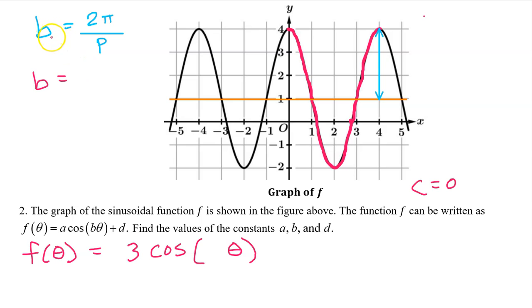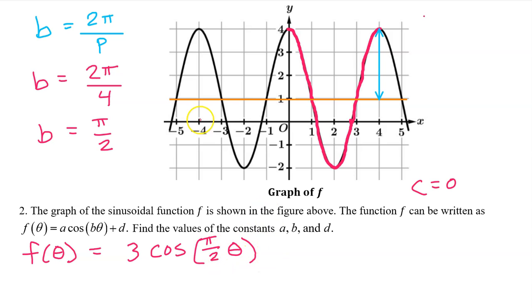We have learned that the b value is given by 2 pi divided by the period. One period of function f starts at 0 and ends at 4. So the period is 4. Therefore, the b value will be given by 2 pi divided by 4. 2 over 4 is the same as 1/2. So this expression reduces to pi over 2. So b is pi over 2.